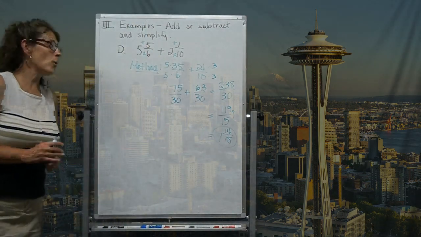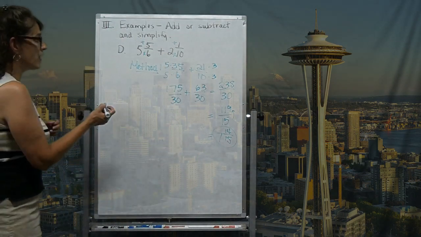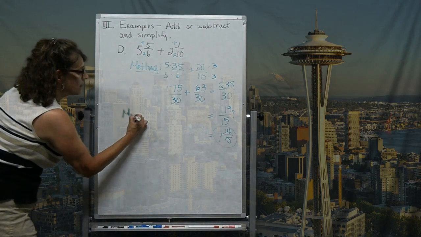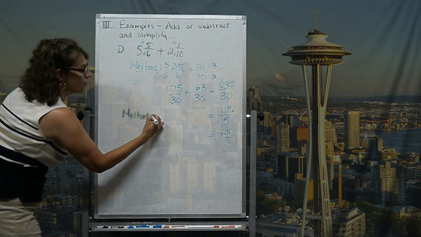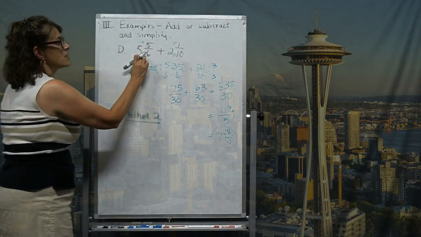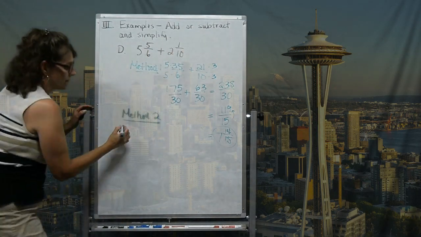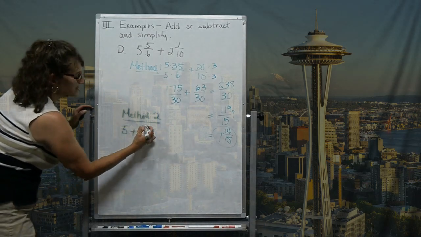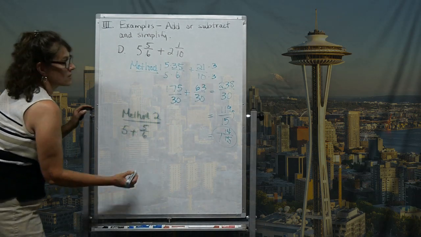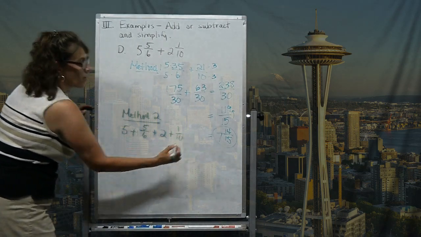Now, like I said before, this is the beauty of that second method. Those numbers got enormous and they were very unsettling. Watch what happens with the second method. It flows pretty smoothly. Because the second method says, okay, this is 5 whole pieces plus 5/6 of another piece, plus 2 whole pieces plus 1/10 of another piece.